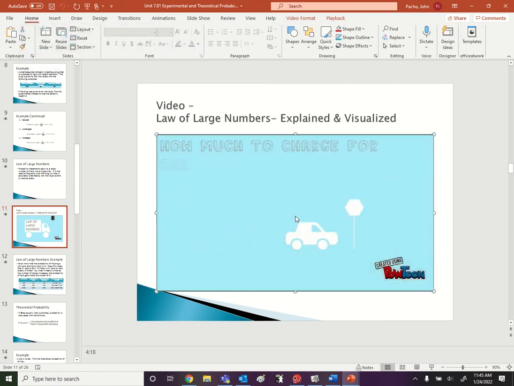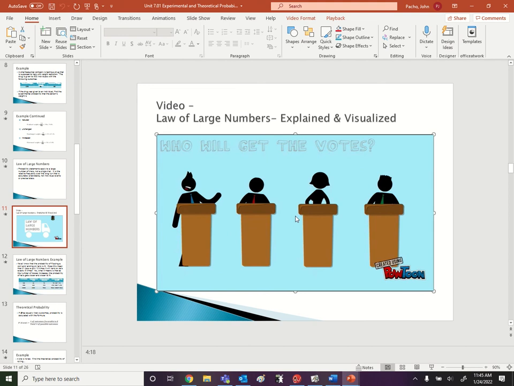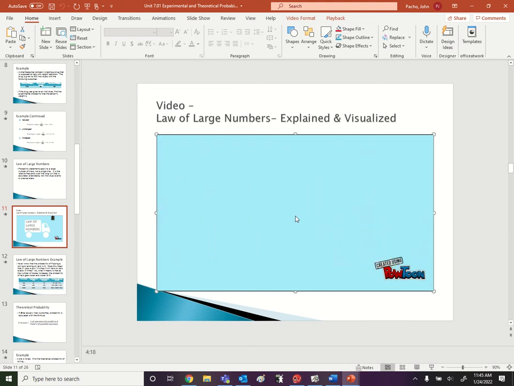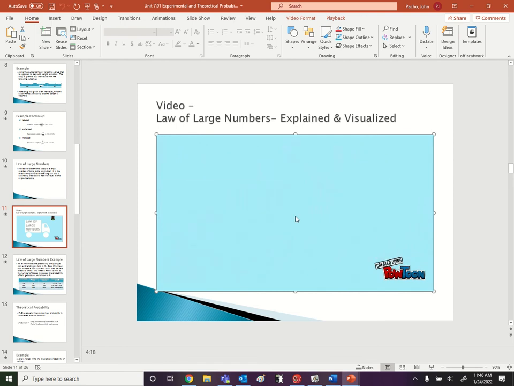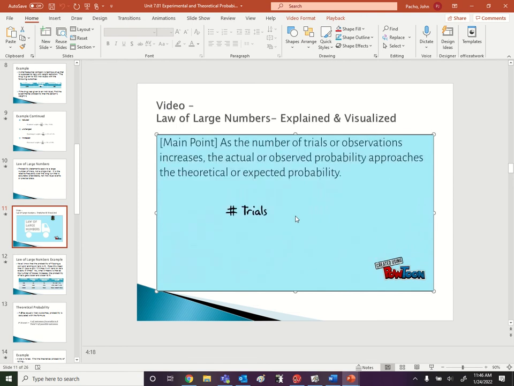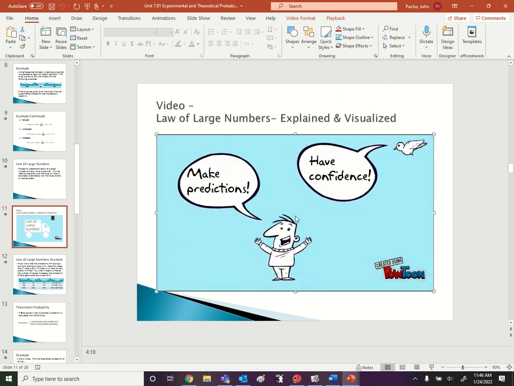How does an insurance company decide how much to charge for car insurance? How do casinos set up payout structures to make sure that they make a profit? How does a poker player decide whether or not to fold? How do we efficiently measure the appeal of a political candidate? The answers to these questions are informed by the law of large numbers. The law of large numbers states that as the number of trials or observations increases, the actual or observed probability approaches the theoretical or expected probability. This is important to understand because it allows us to predict and have confidence in how events will play out in the long run.